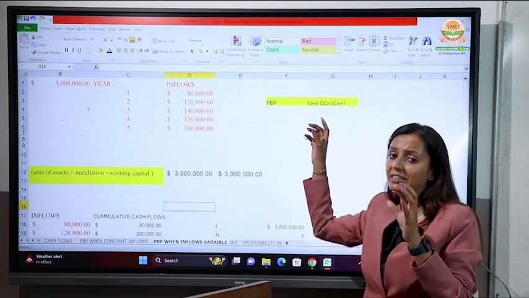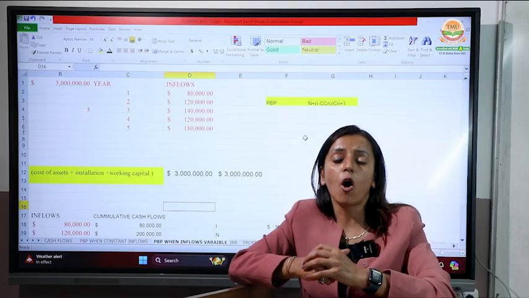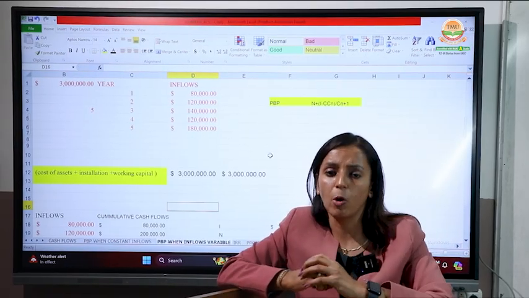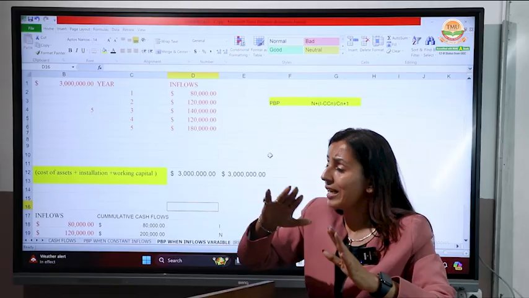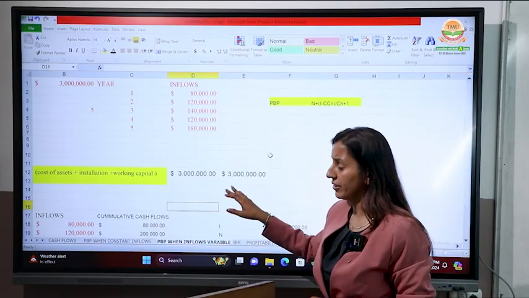We need some items like N. N here means in how many years I am able to get back the minimum amount which I invested. Like in this question, how much amount have we invested? 3 lakh rupees, right? 3 lakh.